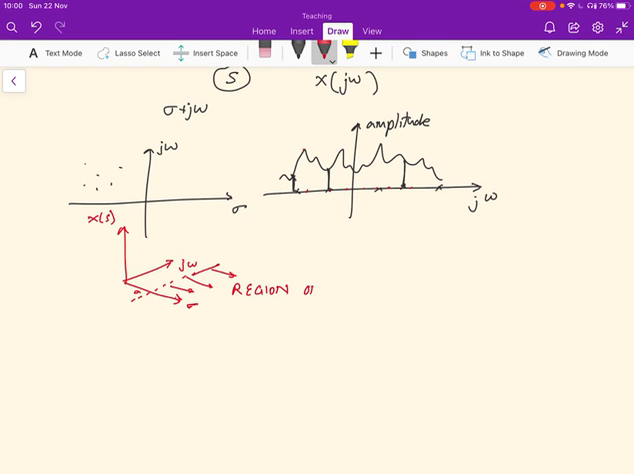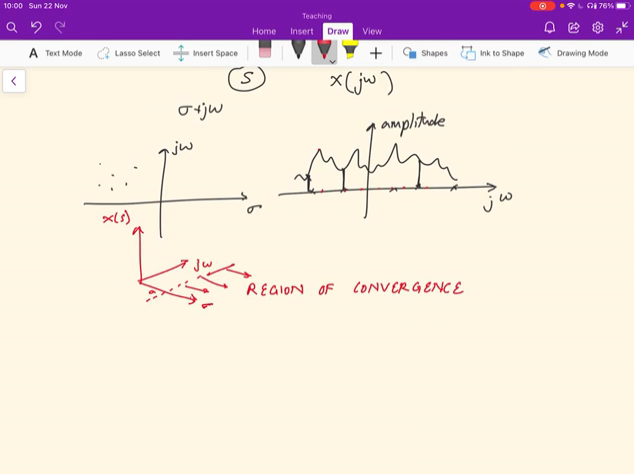So the region of convergence is the set of values of s for which X of s is defined. So X of s is defined only in the region of convergence. And so part of the transform is going to be not just telling us what the value is, but also what the region of convergence is.